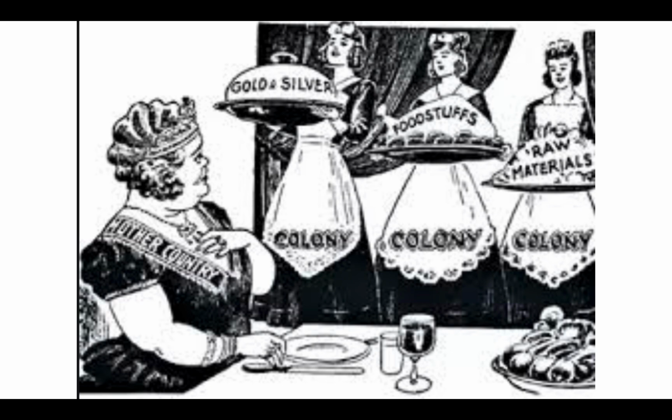We didn't have any representation over in Great Britain, and our tax money went to Great Britain. None of it went to the colonies to help them out at home. So we started protesting these unreasonable taxes, and then it slowly turned into an actual full-out war.